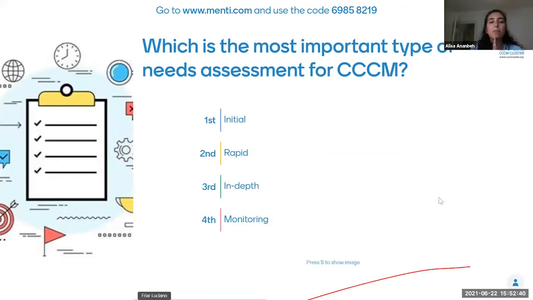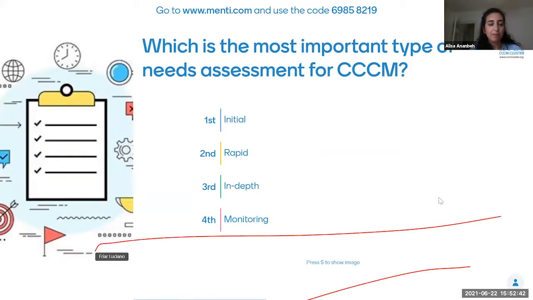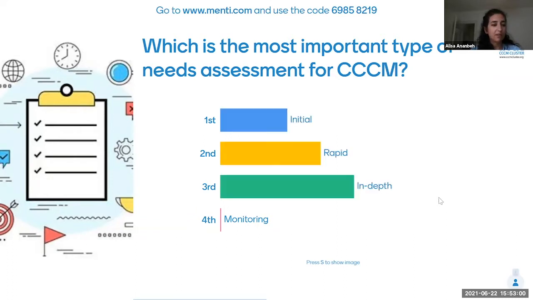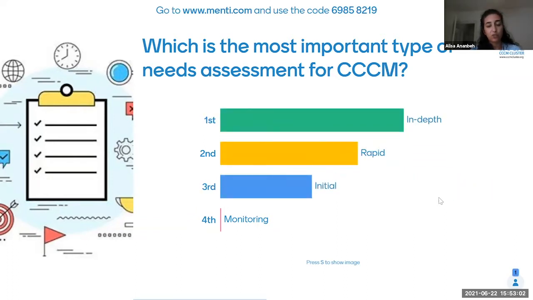Next question is, which is the most important type of needs assessment for CCCM? Is it the initial one? When we say initial assessment, it's basically the ones that take 3 to 5 days to be done. They're usually analyzing the context. They're quick to go. Is it a rapid assessment? Basically, rapid assessments are usually informed by the initial assessments, and they're the next stage.